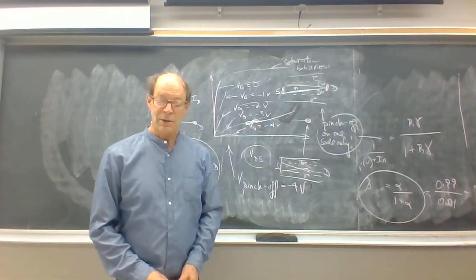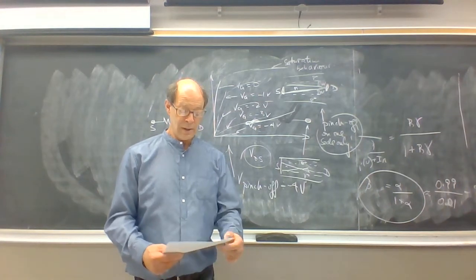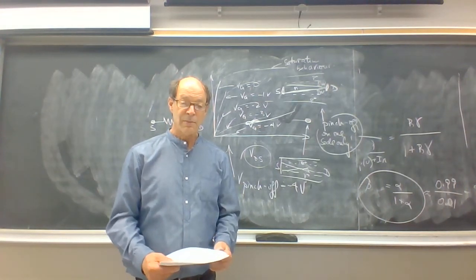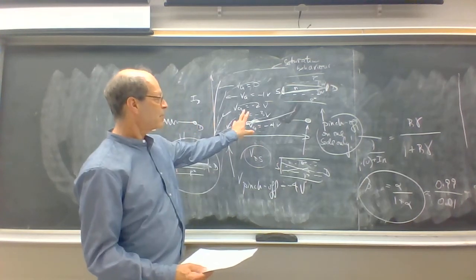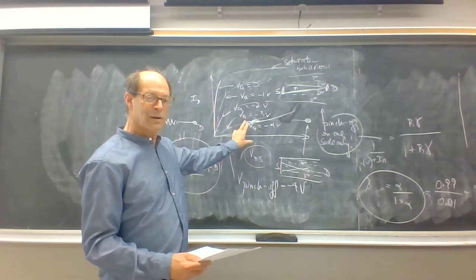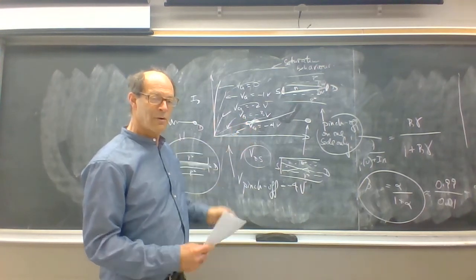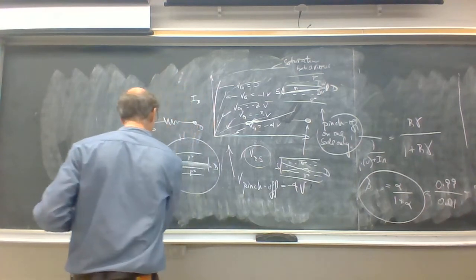I just want to mention one other final point. The characteristic curves of a JFET are sketched here. So I'm going to resketch the characteristic curves of a JFET, and then I'll contrast those with the characteristic curves of a bipolar junction transistor.